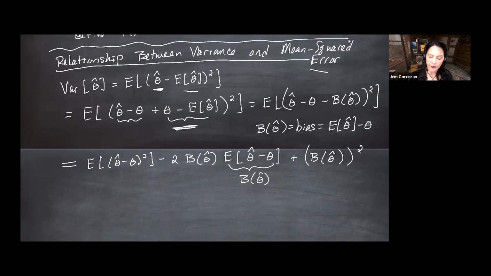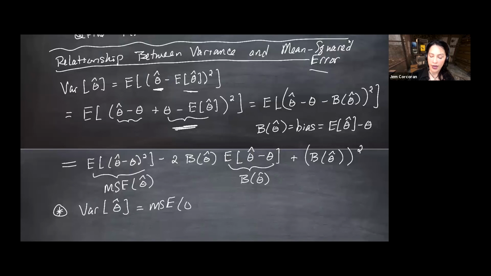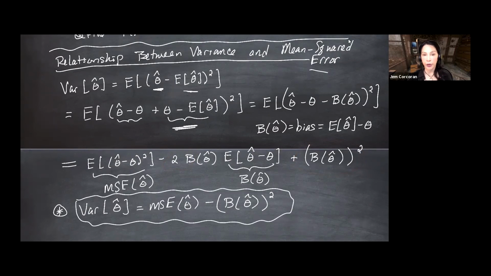And so overall, this guy is the MSE for theta hat. And so what we have shown, here is the punchline: the variance for theta hat is the mean squared error for theta hat minus a single bias squared, because I have minus 2 of them over here and plus 1 of them over here. So that is in general the relationship between variance and MSE. And of course, as we already saw, if we have an unbiased estimator, then this bias is 0 and the variance is the same as the MSE.